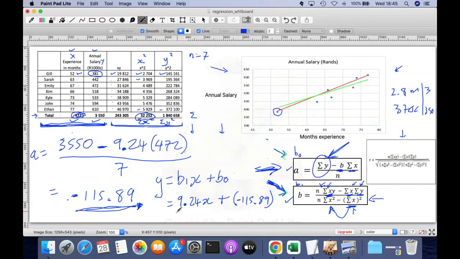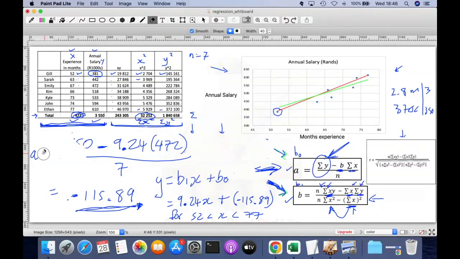So you would say for the lowest value of x, which is 52, and you write it like this mathematically: 52 less than x, less than the highest value, which is 77. And let me explain why this is important, okay? Now, in practice, what happens is this.